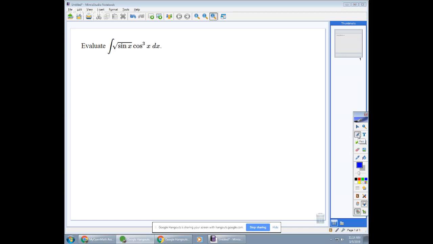So this is homework 3.2, number 12. We want to evaluate that. We have the square root of the sine times cosine cubed. The sine is an inner function here, so I'm thinking it would be a nice u. And if that was the case, what would be the du? Cosine, right? But I have too many cosines, but I can fix that.